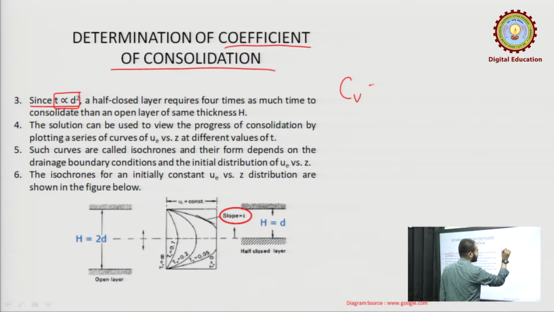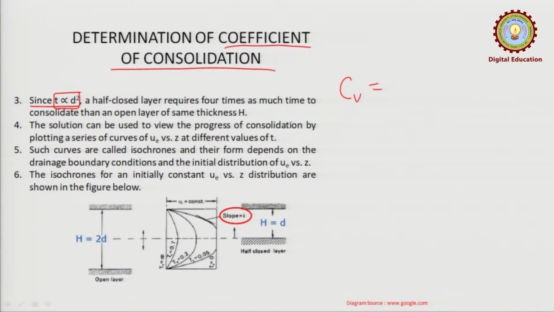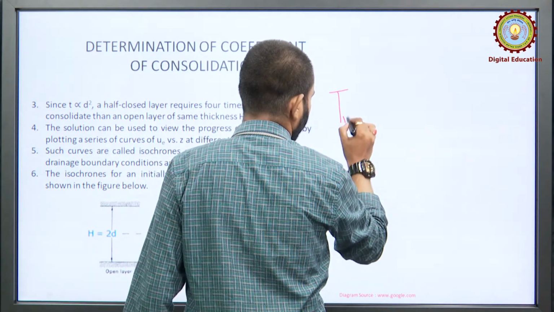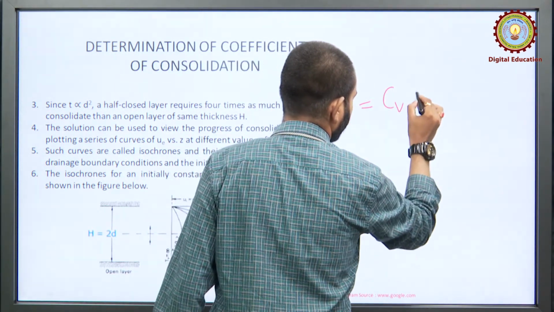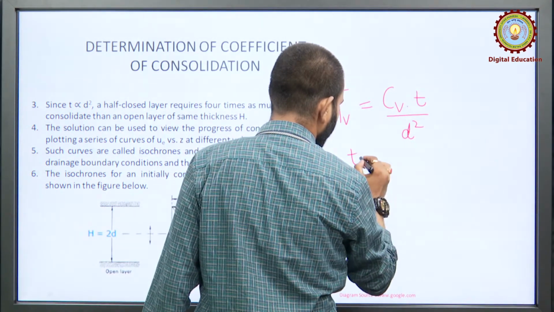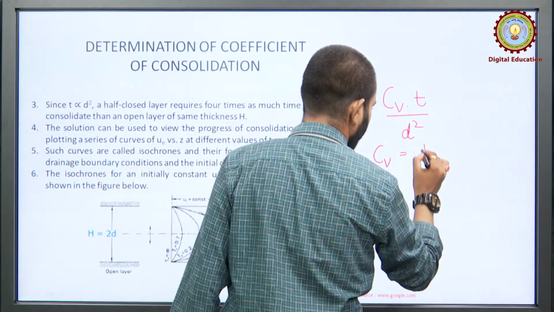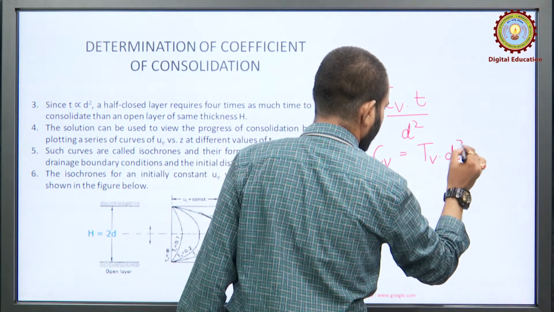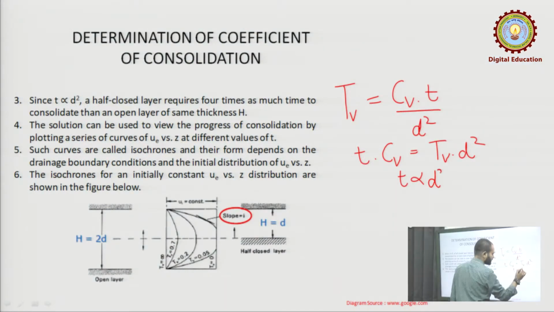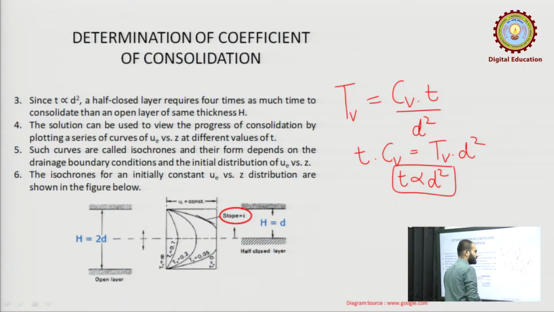Just now we saw that Cv, let us write from Tv only, you will get confused. Tv is equal to Cv into t upon d square. So, t into Cv is equal to Tv into d square. So, only looking at their relation, t will be directly proportional to d square. Is it fine? Once we change the drainage condition, accordingly the time will change.